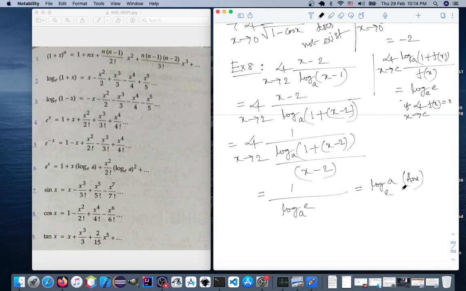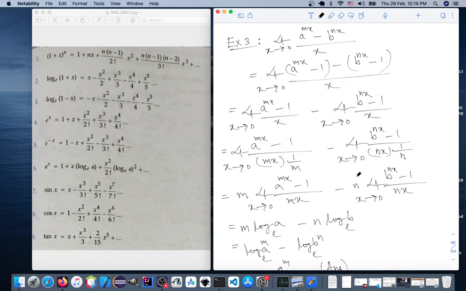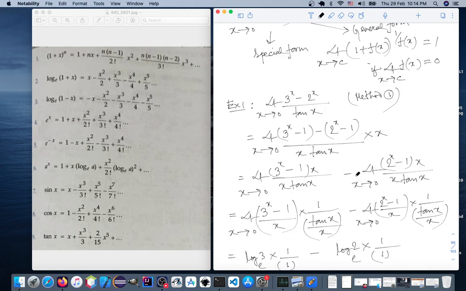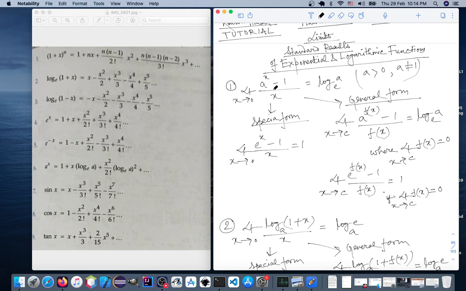Do we have any more problems? No. Okay, this was all the sample problems. I hope you got a decent idea about the problems on logarithmic and exponential functions using these three standard results. But always keep in mind that this is the special form, but the general form is like this. Instead of x, we can have a function f(x), and if that function f(x) at a given limiting value of x is tending to 0, then we will have the same result.